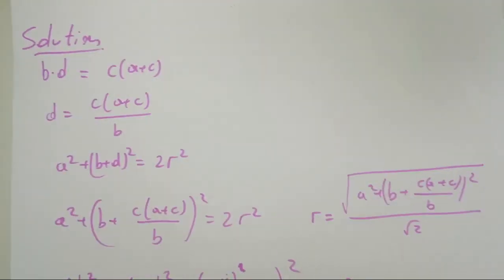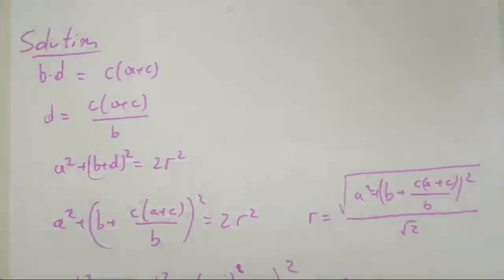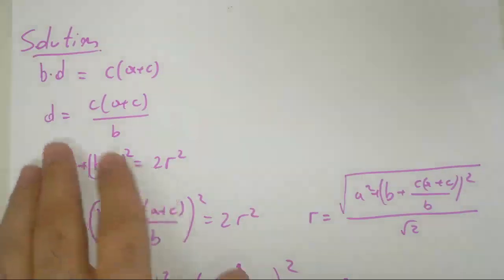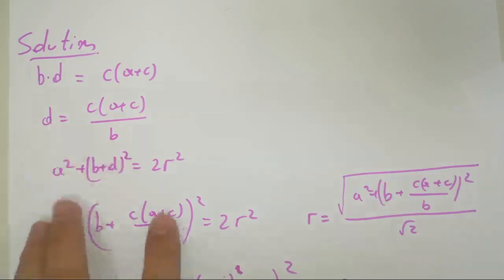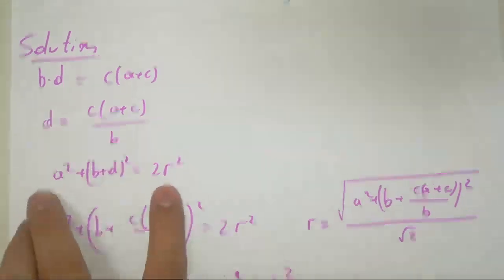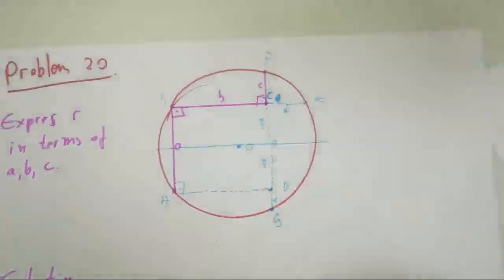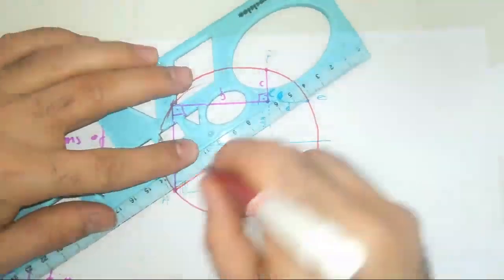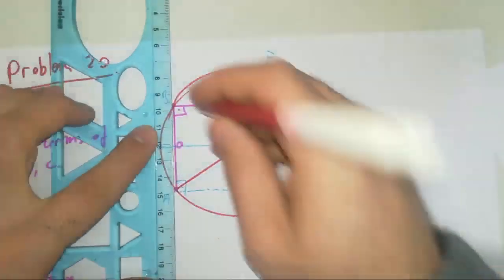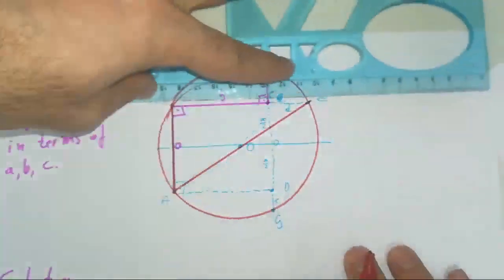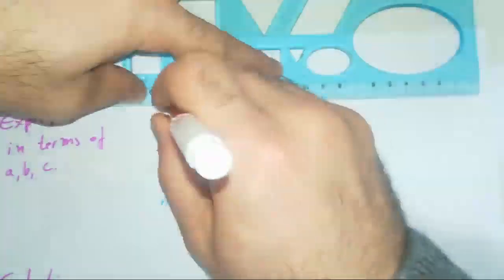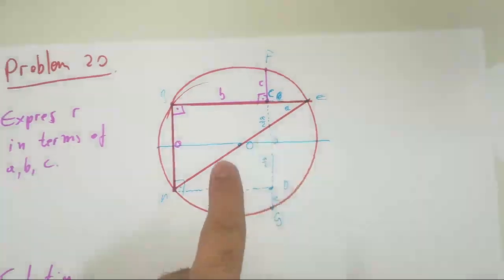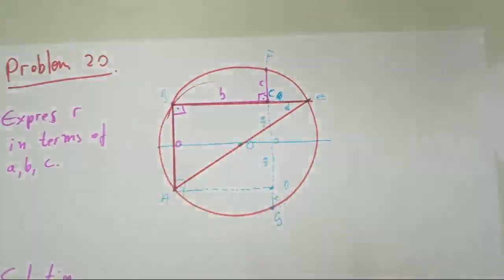All right, I'll show you and more calculations. Now, here we got that D is C times A plus C over B. And where did we get this equation? We just apply the Pythagorean theorem for the triangle ABE, because this triangle is a right angle triangle. We can apply the Pythagorean theorem for this triangle here, and this side is 2R, this side is A, this side is B plus D.